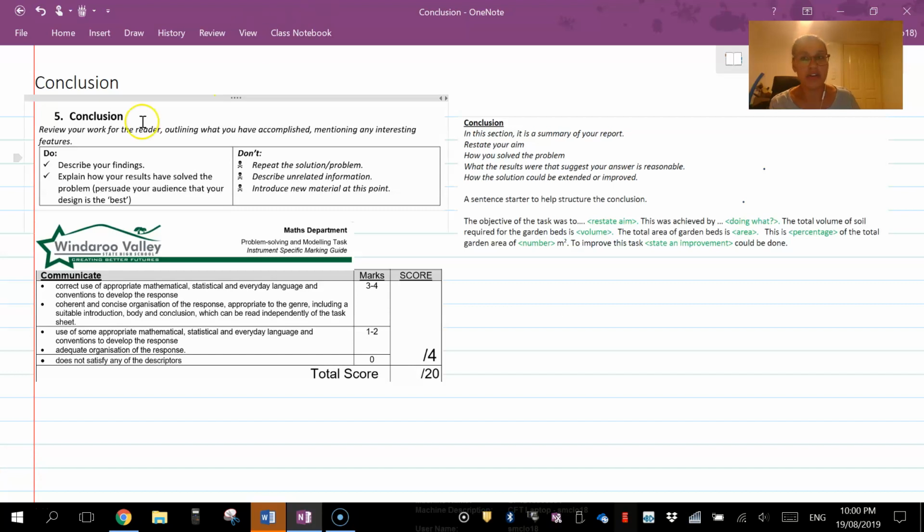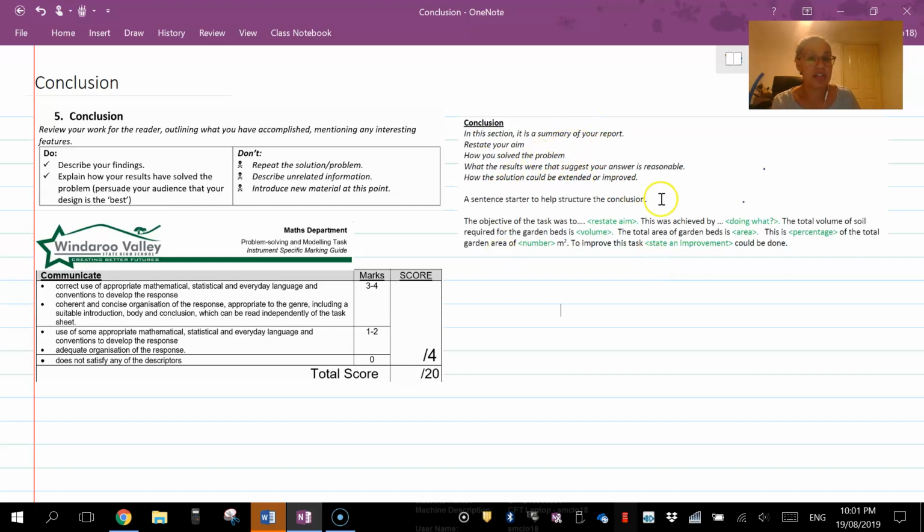Okay, so your conclusion is for your reader to outline what you've accomplished, mentioning the interesting features. Essentially, you're describing your findings, explaining how you solved them, and persuading the audience that your design is the best. You don't want to be repeating the solution or the problem or bringing in new information at this point. It's all old stuff. So it's like a summary.